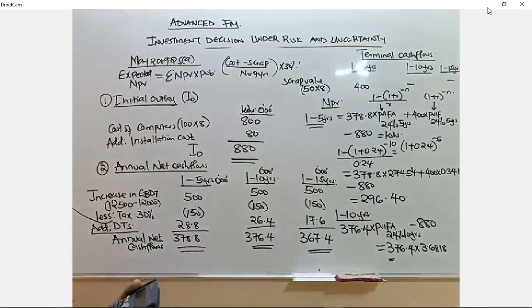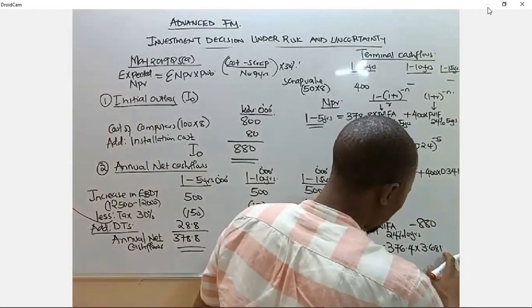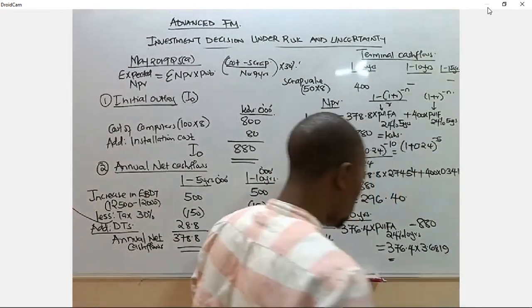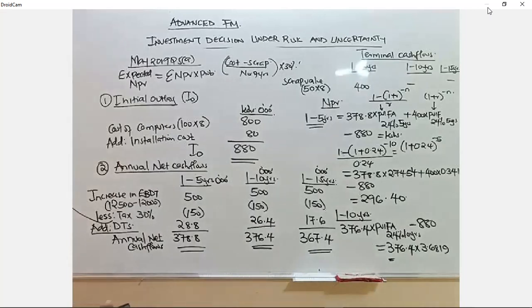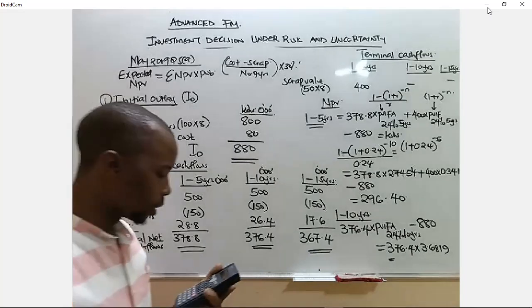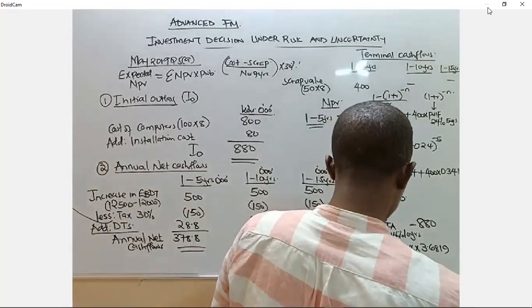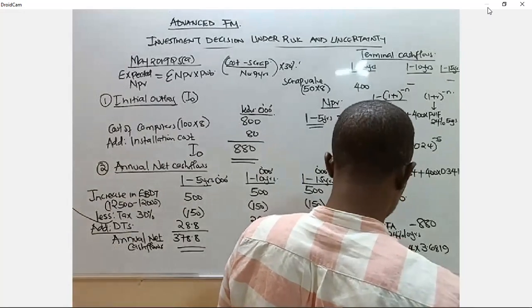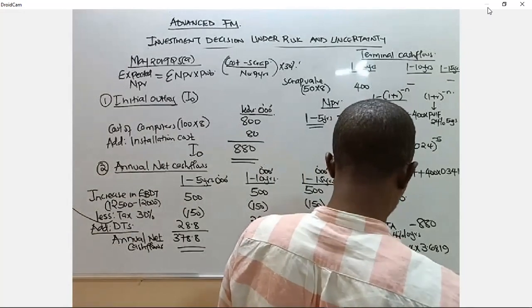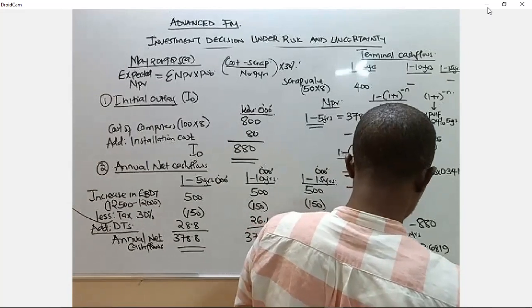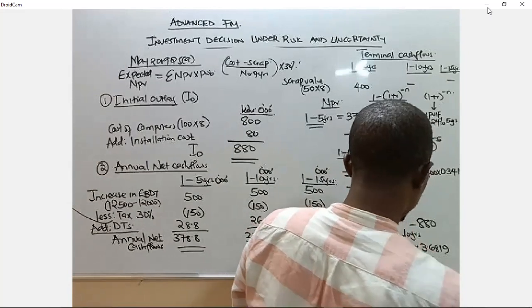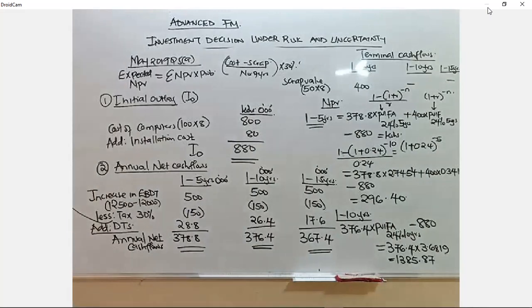3.6818. That is what you are going to be finding on your tables for annuity. You multiply by 376.4. What are we getting here? We are getting 1385.8687.